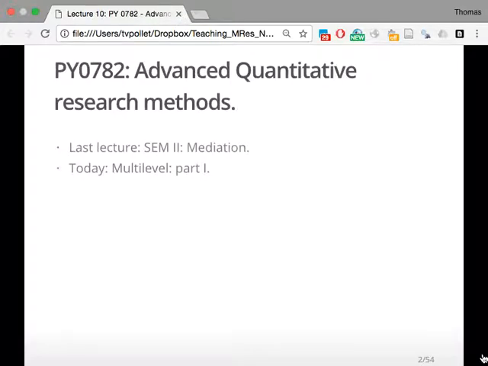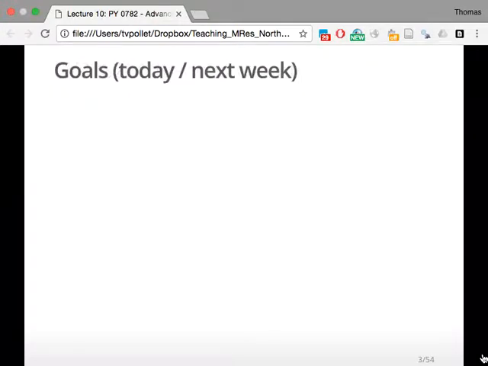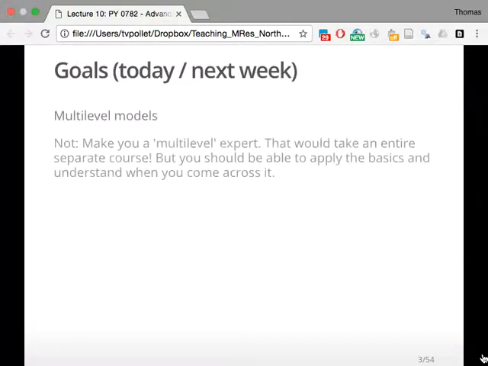So last lecture we talked about structural equation models and mediation, testing mediation models with those structural equation models, and also seeing perhaps even models where you combine both confirmatory factor analysis and mediation. And today we'll talk about multi-level models, which some of you might have come across. So the goals for today and also perhaps for next week are multi-level models.